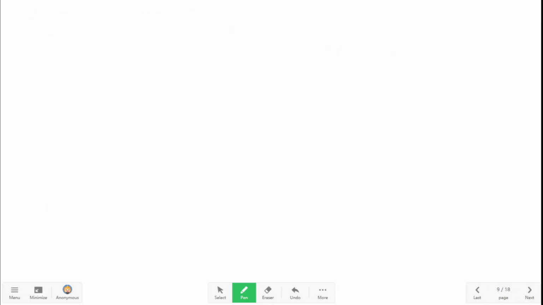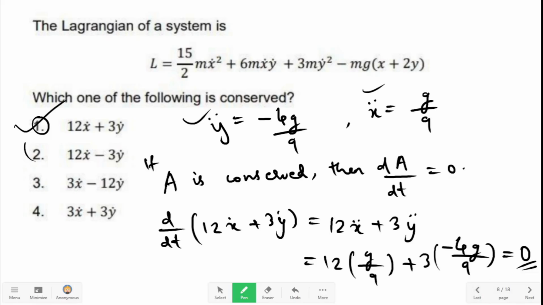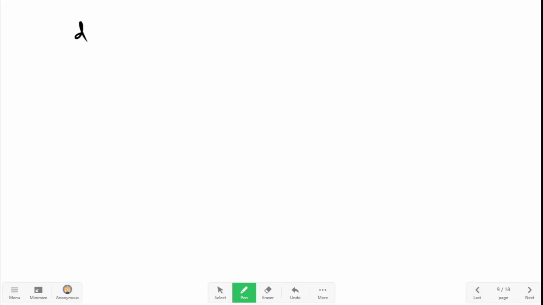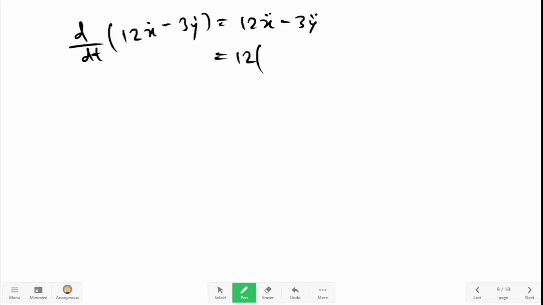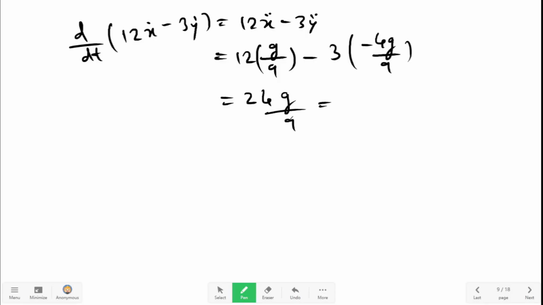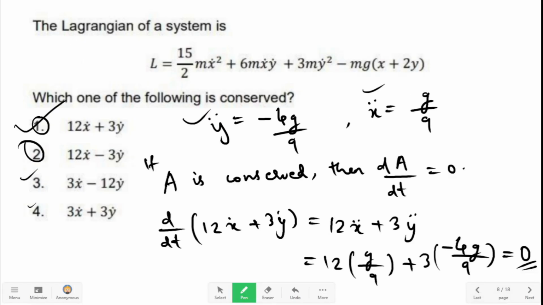Now you can check for other options as well. For option 2, consider 12x dot minus 3y dot, d by dt of 12x dot minus 3y dot is equal to 12x double dot minus 3y double dot. Now put the values of x double dot and y double dot. x double dot is g by 9, y double dot is minus 4g by 9. This is equal to 24g by 9, which is not equal to 0. Therefore 12x dot minus 3y dot is not conserved. You can do this for option C and D as well. For both option 3 and 4, you will see that the total time derivative will not be equal to 0. Therefore they will not be conserved.